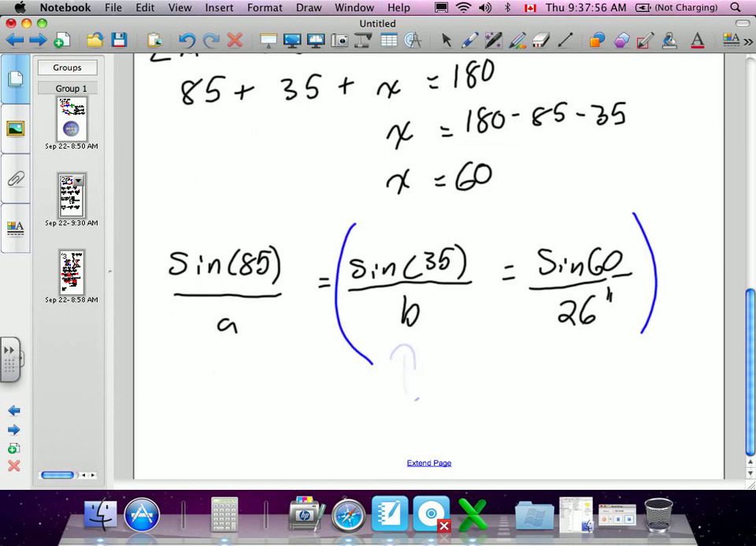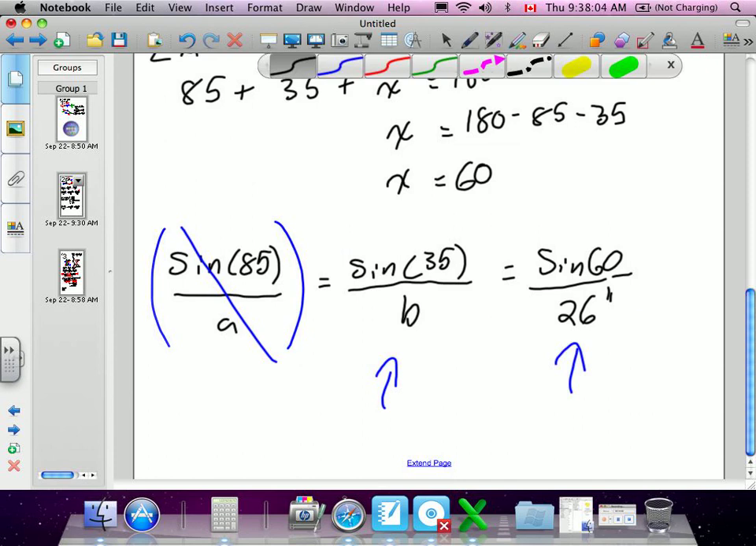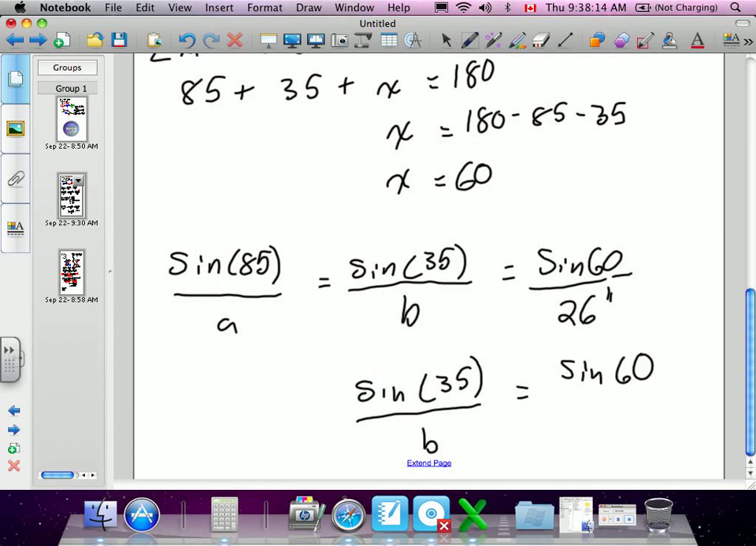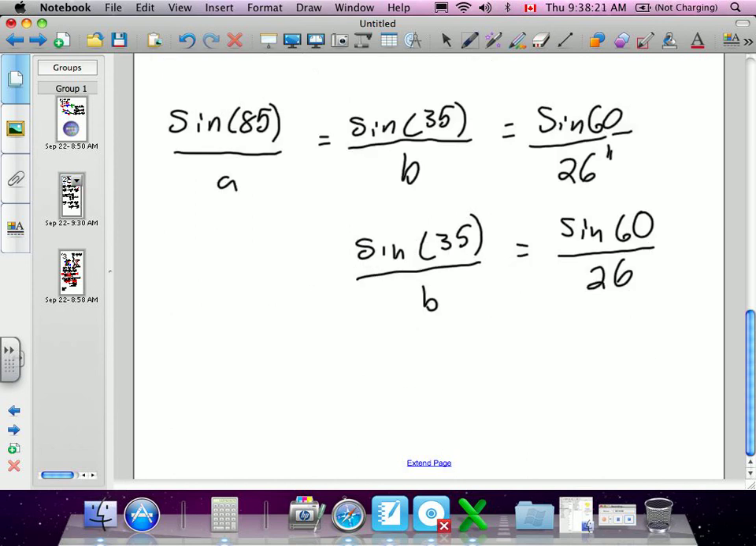And I'm only going to work with these two. So my next line will read sine 35 divided by B is equal to sine 60 divided by 26. Now remember I told you before, these are fractions technically. This is a division sign. This means divided by. And if I have two fractions equal to each other, I'm going to cross multiply.